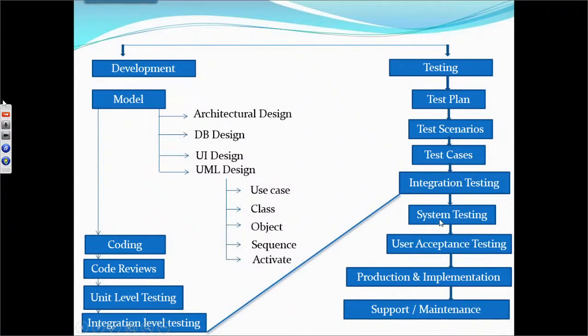And once system testing is done, we will go for user acceptance testing. Alpha testing and beta testing will be there. Once it is done, production and implementation will be done. Once the production and implementation is done, then we will go for support and maintenance. See, this is the clear picture of what the developer will do and what the tester will do.